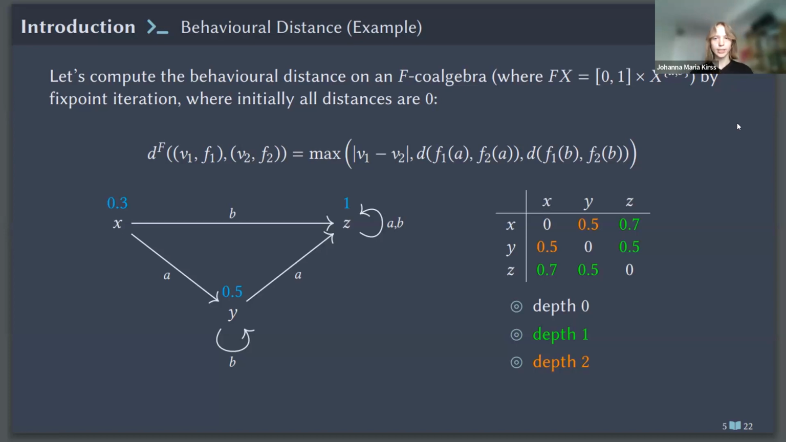But now if we look at the distance between x and y, it doesn't actually remain at 0.2, because on the second step we again take the maximum over the difference, 0.5 minus 0.3, which is still 0.2. But now we take the previous distance that we obtained on the A successors and the B successors. With the A successors, we get the distance d of y and z, which we got in the previous step, that it is 0.5. Similarly, for the B successors, we get the distance of z and y, which is also 0.5. So in fact, at depth 2, the distance between x and y changes. And if we find the fixed point of this process, that gives us the behavioral distance between two states. So maybe that illustrated a little bit of how this process works.